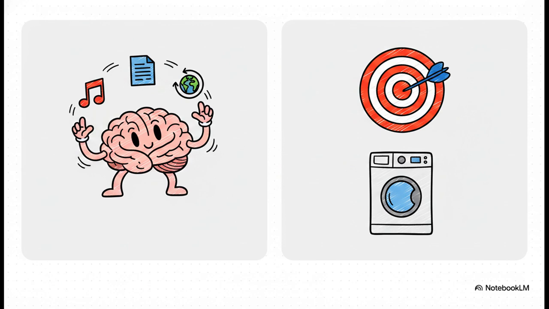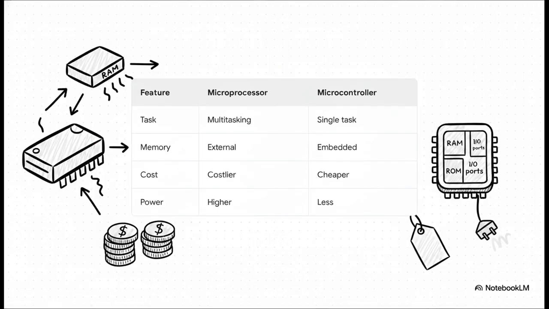Think of this as an epic battle between the generalist and the specialist. Microprocessors are the generalists. They are multitasking powerhouses capable of running your entire computer, letting you play music while typing a document. Microcontrollers, however, are the specialists. They are intensely task-oriented. Remember our washing machine? That relies on a microcontroller perfectly engineered to do nothing but wash clothes. The really crucial difference comes down to how they handle memory and resources.